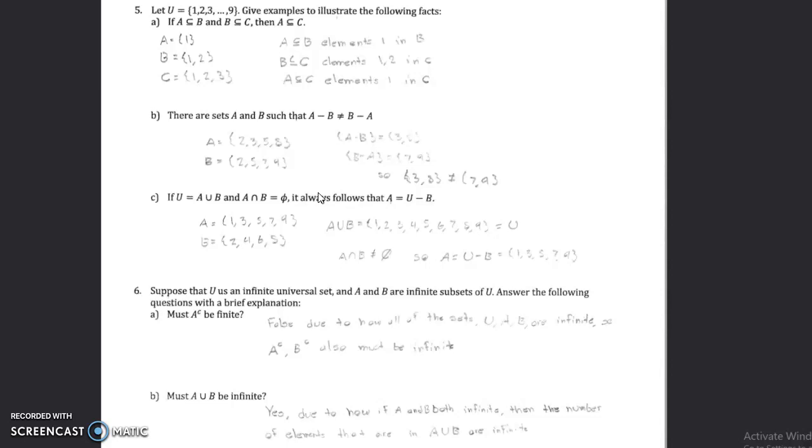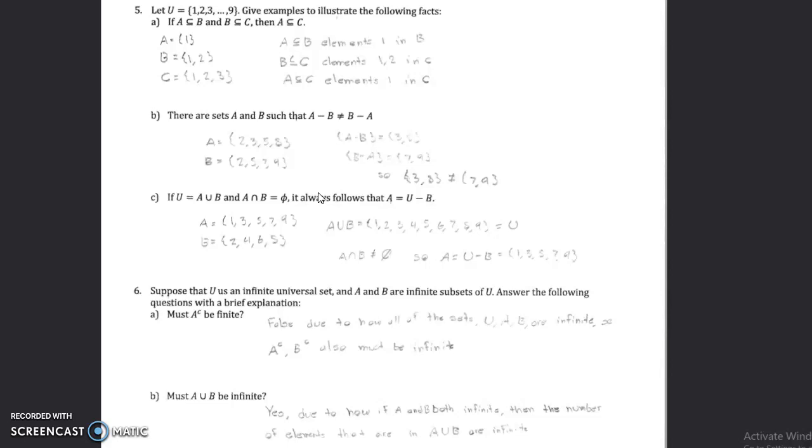For C, if the universal set is equal to the union of A and B, so if the universal set is equal to everything in A and B combined, and the intersection of A and B is empty, where there's nothing in common, then it follows that A is equal to everything in the universal set not in B. So given we have a restriction where A and B have to have all the numbers in a universal set, but at the same time, they can't share any numbers between themselves. So I did even and odd. A is equal to 1, 3, 5, 7, and 9. B is equal to 2, 4, 6, and 8.